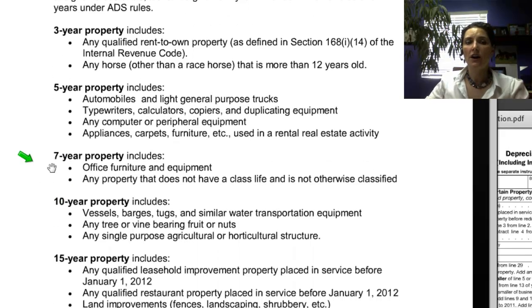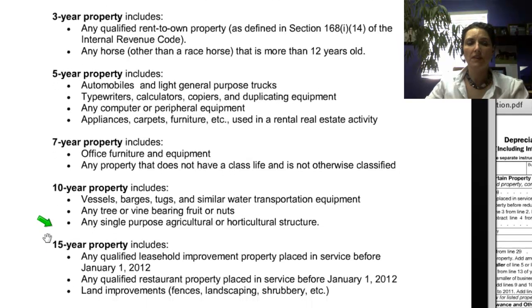7-year property includes office furniture and equipment, and any property that does not have a class life and is not otherwise classified. 10-year property includes vessels, barges, tugs, and similar water transportation equipment, any tree or vine bearing nuts or fruits, and any single-purpose agricultural or horticultural structure.